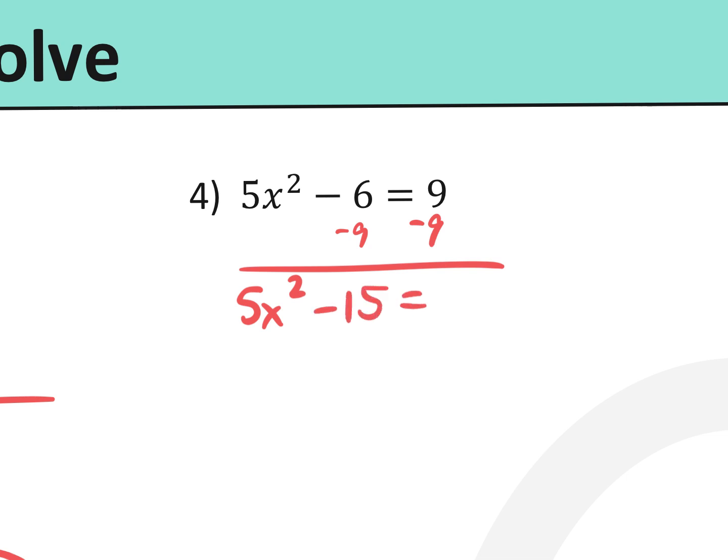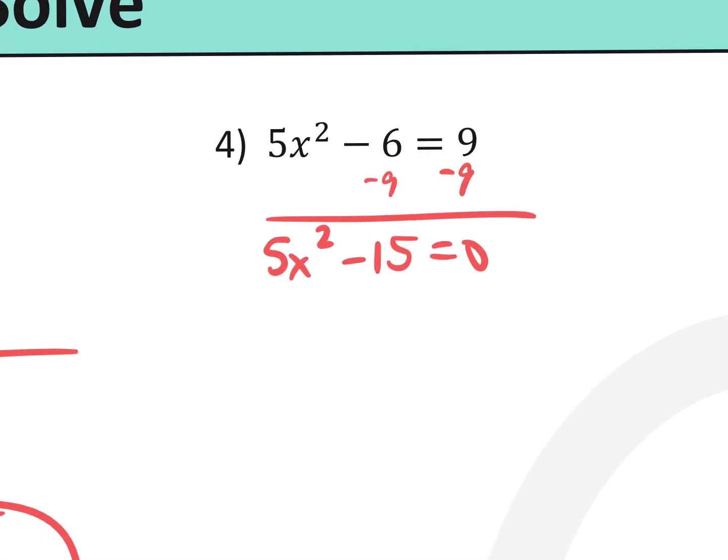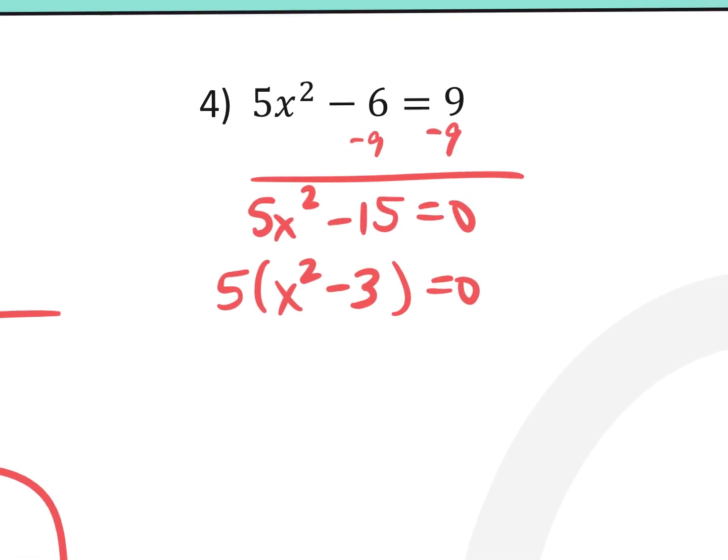Minus 15 equals 0. And then if we were to factor it, what's the GCF? Take out your 5, you're left with x squared, what? Minus 3. And then you do what with each piece? You set it equal to 0, so 5 equals 0. X squared minus 3 equals 0. You guys agree? Does 5 ever equal 0? No. What happens here?